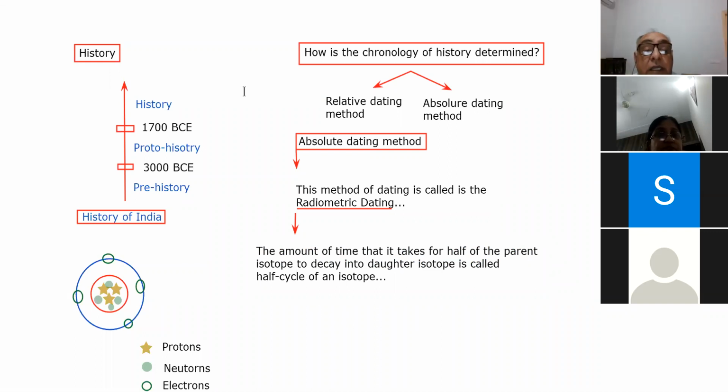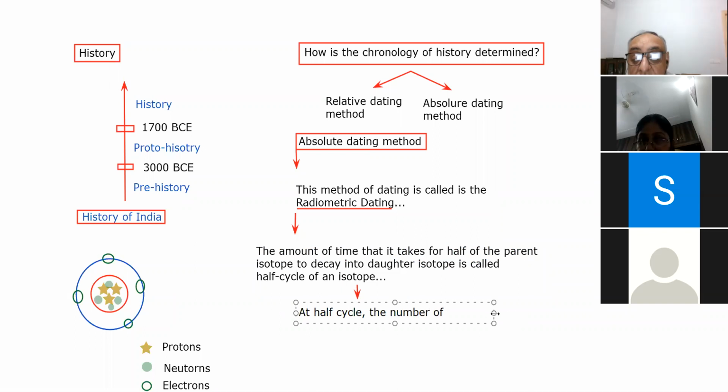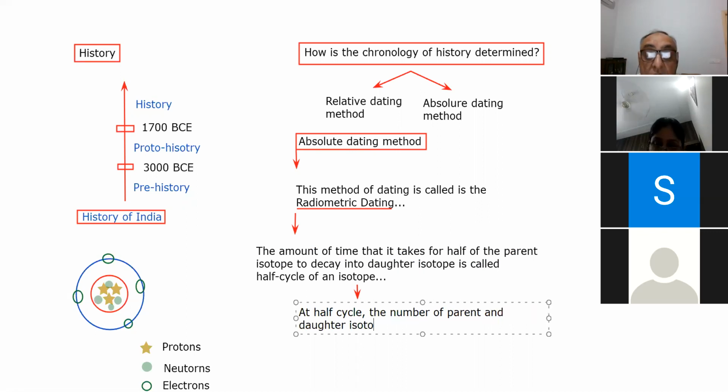So at half cycle, the number of parent and daughter isotopes become equal. So they become equal.